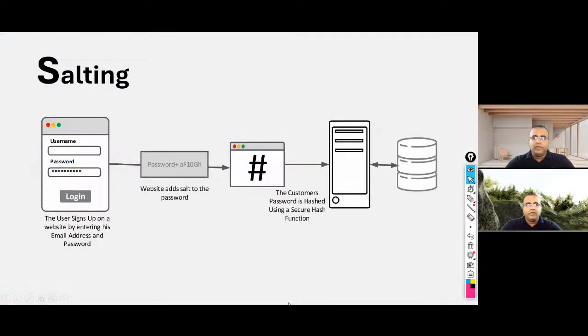So you could see what is happening here. Whenever you enter a password for creating an account, it is going to take the password, and along with that, it is going to add a string. And this string is going to be random, like you can see here, AF10GH. There's no meaning for that, no reason. It is completely random. And now it is going to take that hash and store it.